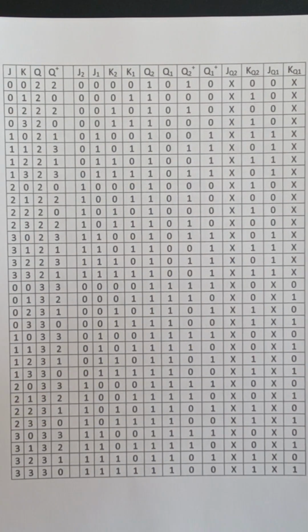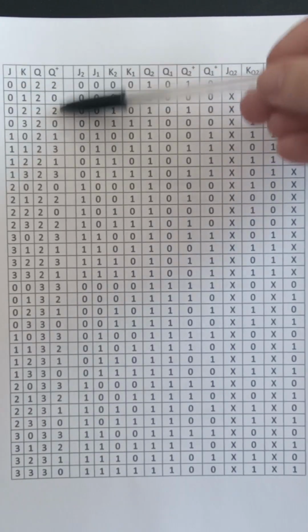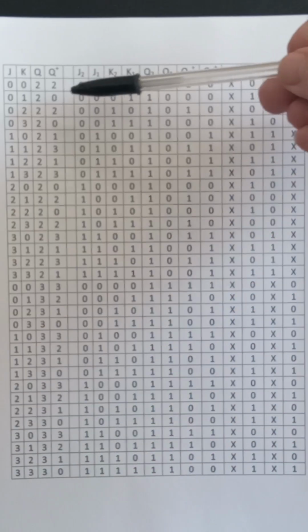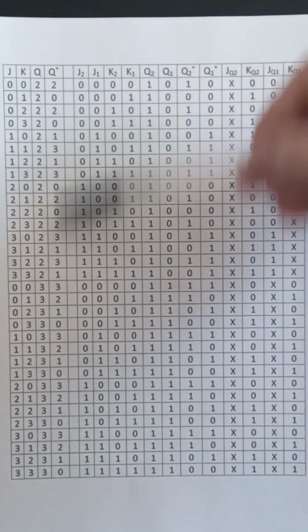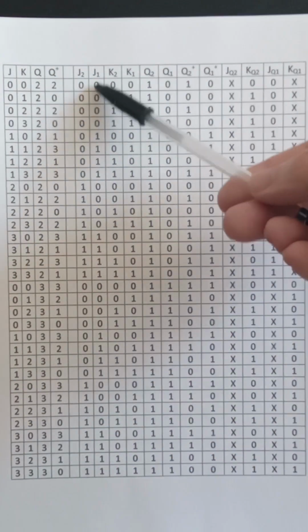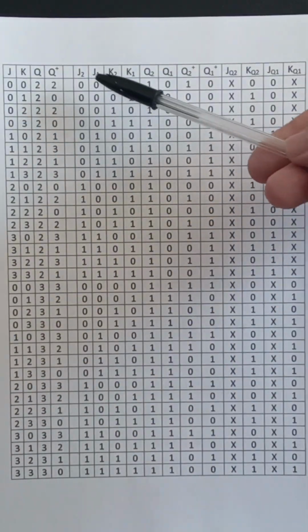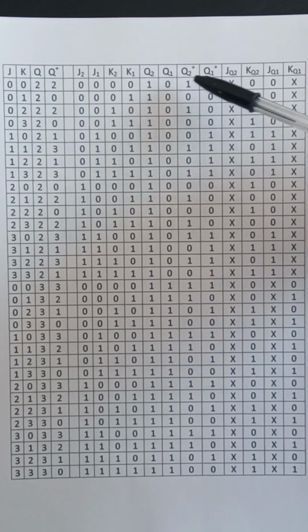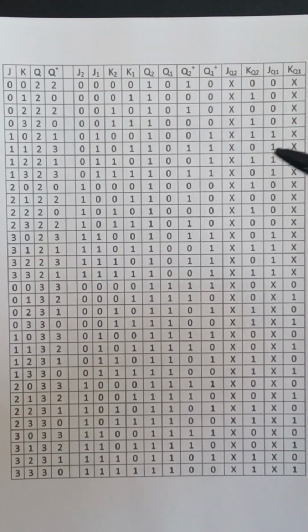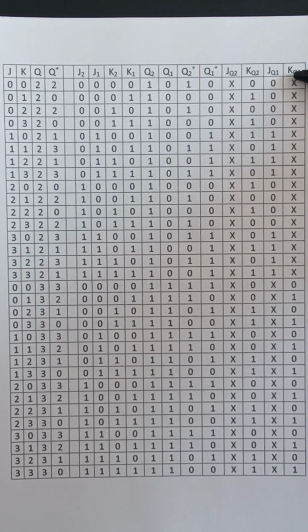So this is the second half of the truth table. Q equals 2 and 3. J, K and Q as before. Exactly the same coding for J, K, Q2 and Q2 plus and Q1 plus as with the T flip-flop, and the same excitation coding of JK for the two binary JK flip-flops.